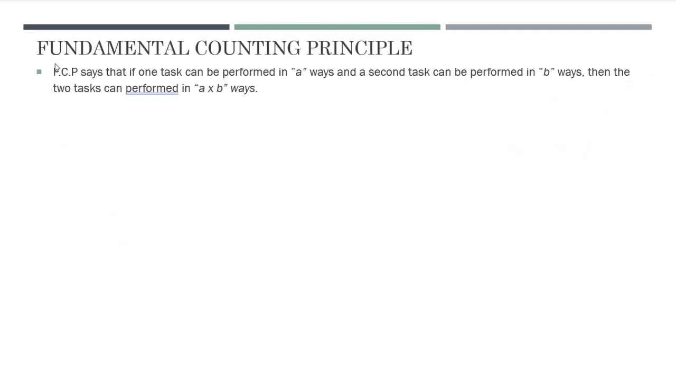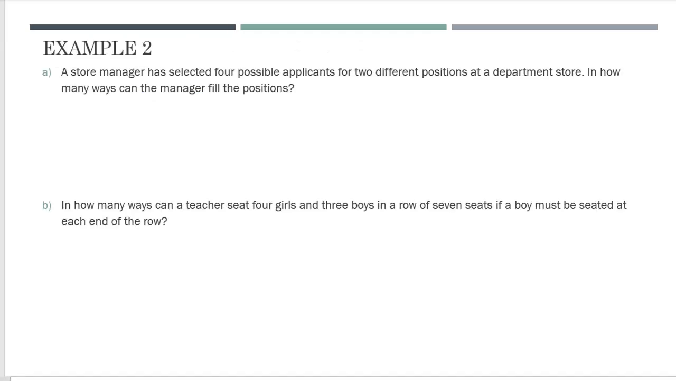Our definition for fundamental counting principle is this. So FCP says that if one task can be performed in A ways and a second task can be performed in B ways, then the 2 tasks can be performed in A times B ways. And we'll look at this one more time. So a store manager has selected 4 possible applicants for 2 different positions at a department store. In how many ways can the manager fill positions?